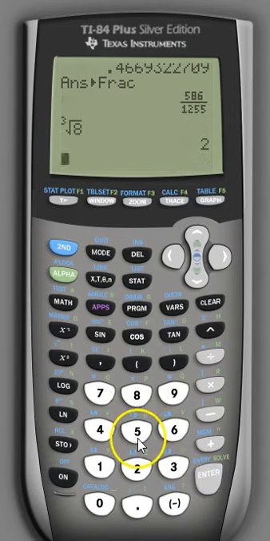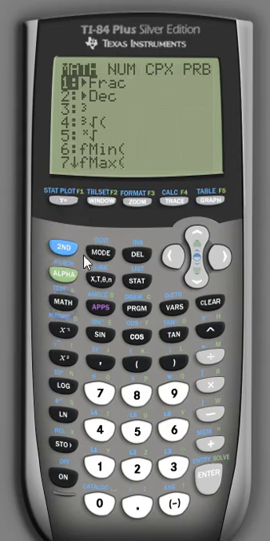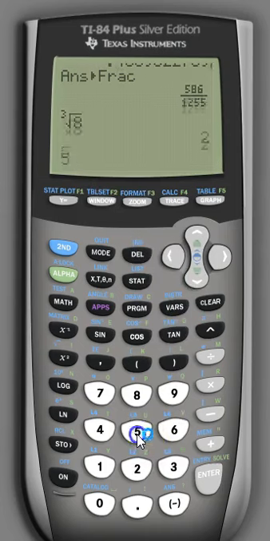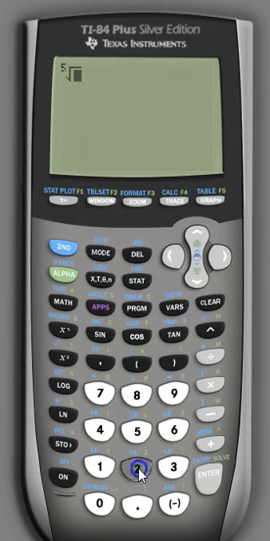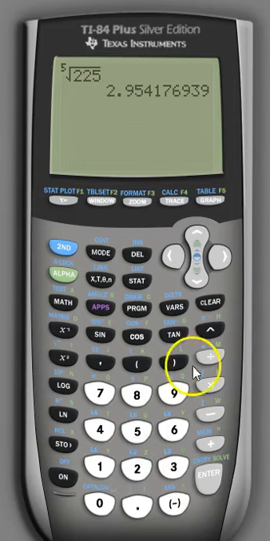Now if it is a higher root, like instead of the cube root it's the fifth root, you would want to hit 5, go down to number 5, and then hit like 225, we'll try that, and go there and you'll get the decimal or the whole number that it would be.